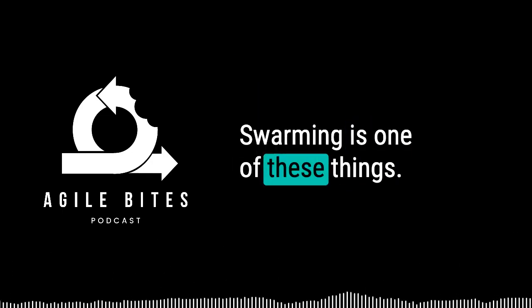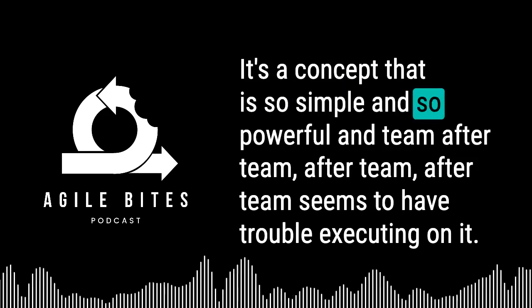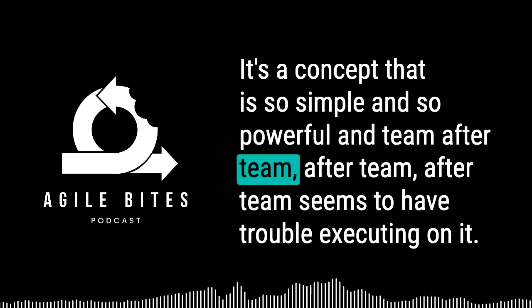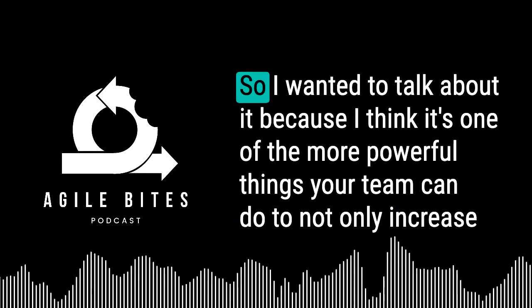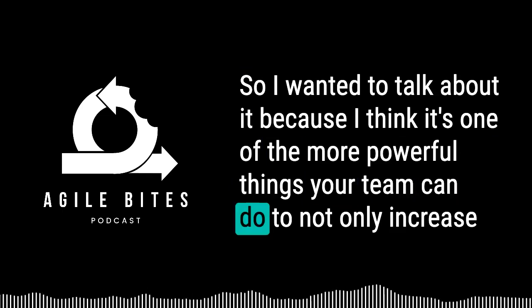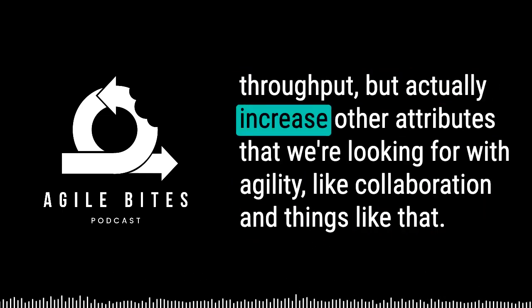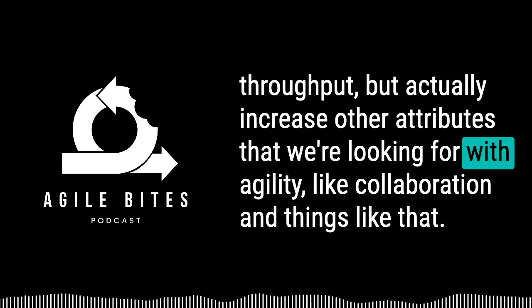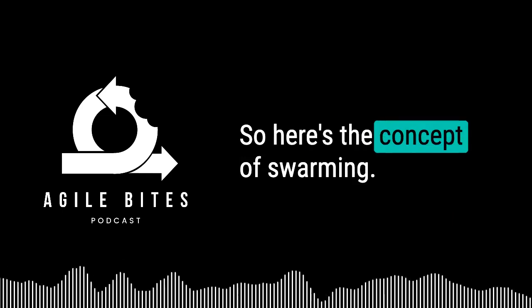Swarming is one of these things. It's a concept that is so simple and so powerful, and team after team seems to have trouble executing on it. So I wanted to talk about it because I think it's one of the more powerful things your team can do to not only increase throughput, but actually increase other attributes that we're looking for with agility, like collaboration and things like that. So here's the concept of swarming.